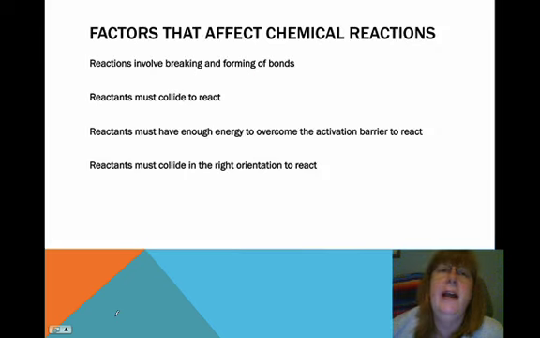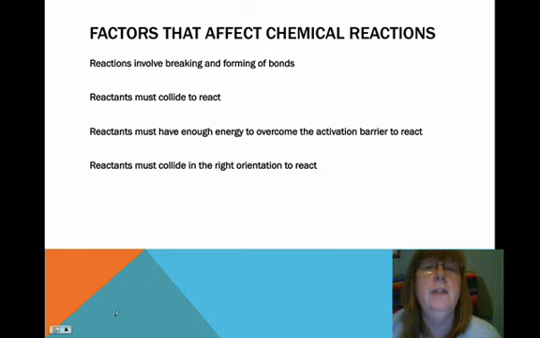So let's go ahead and start talking about factors that will affect our chemical reactions. So first of all, the reactant molecules that you're starting with, they have to collide in order to react. They have to run into each other. Not only do they have to run into each other, but they have to run into each other with enough energy to overcome what I call an activation barrier. And we're going to talk about that when we look at these potential energy diagrams.